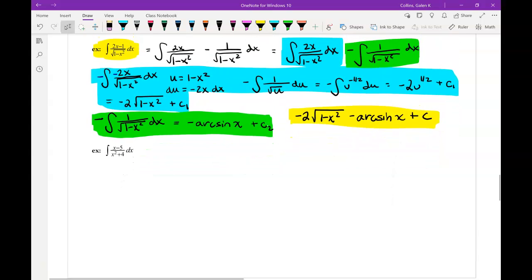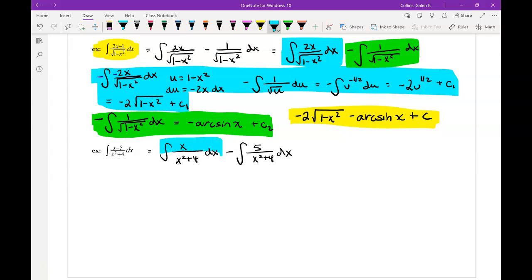All right, let's look at the next example. So this next one is similar in that I have multiple terms in my numerator. So again, the first thing I'm going to do is break this up. x over x squared plus 4 dx. I'm just going to do 2 off the bat. Minus 5 on top, x squared plus 4 dx.